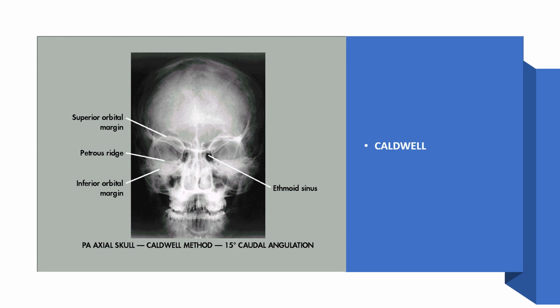So again, 15-degree down angle. That makes the crista galli pop up and superimpose nice and neatly over the frontal sinuses. You can see the superior orbital margin, you can see the cranial floor, the greater wing, and the cribriform plate just below the level of the crista galli and the superior orbital margin. The petrous ridges always appear in the lower third of the orbit for the Caldwell projection.